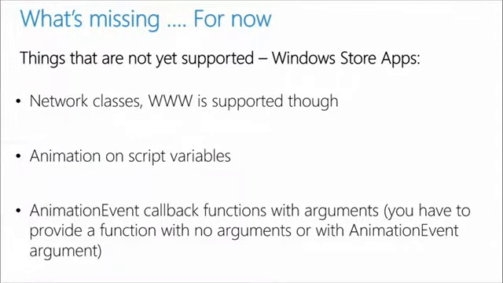Okay, so let's talk a little bit about what's missing right now. For the Windows Store apps, some of the things you're going to be missing right off the top are the network classes. So if you're trying to do multiplayer, that's not included. The default Unity multiplayer APIs aren't there. The www is supported, so you could call web pages from inside your Unity code. But the basic Unity multiplayer just isn't there yet.